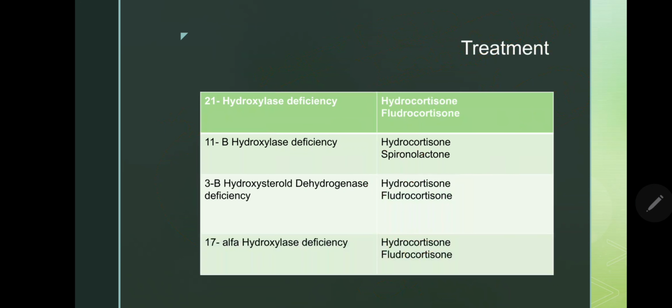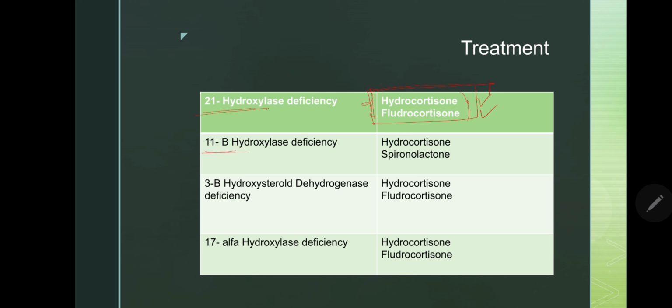After that, the treatment. When the child has 21 alpha hydroxylase deficiency, as there is a deficiency of both cortisol and aldosterone, we have to give these two hormones, that means steroid and fludrocortisone. As there is excessive sex hormone, this therapy will also decrease the production of ACTH from the brain, so hormone therapy is the main treatment.